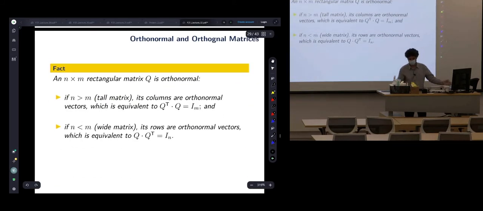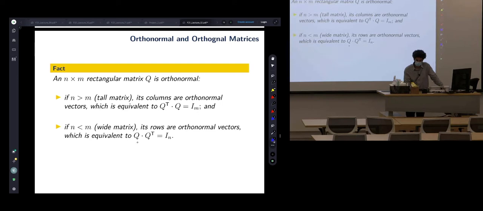You can talk about the other way. If Q is a wide matrix, that means it has more columns than rows, then we talk about rows, the smaller number again. Its rows are orthonormal, and that's equivalent to writing Q times Q transpose equals the identity matrix of size n. This time n is smaller than m. So you can have the notion for columns and rows, because why not? You can think about columns as vectors, rows as vectors.